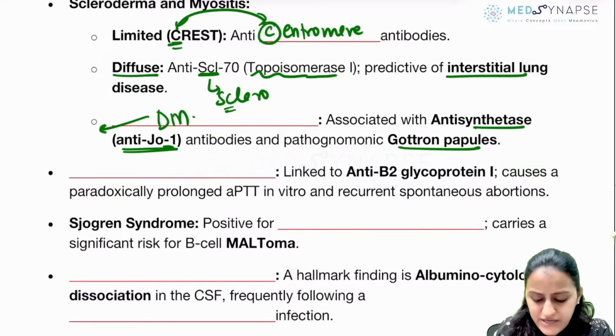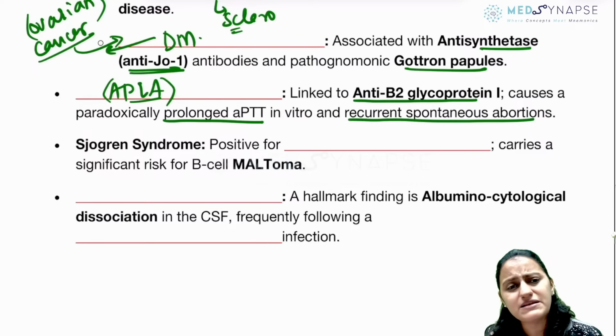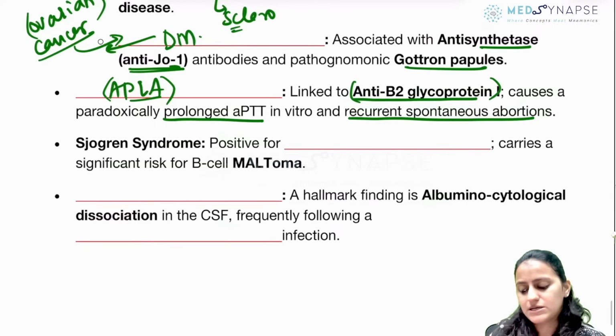Very, very important. Next one, what is this condition which is linked to anti-beta-2 glycoprotein? There is recurrent spontaneous abortion. There is prolonged APTT which is seen. What is this condition? Recurrent abortions ho rahe hain in a female. Hypercoagulability wali state hai. What is this condition? It is APLA syndrome. Right, anti-phospholipid antibody positive APLA syndrome, recurrent abortions, hypercoagulability, DVT can be there. It is anti-beta-2 glycoprotein. Okay, anti-beta-2 glycoprotein.